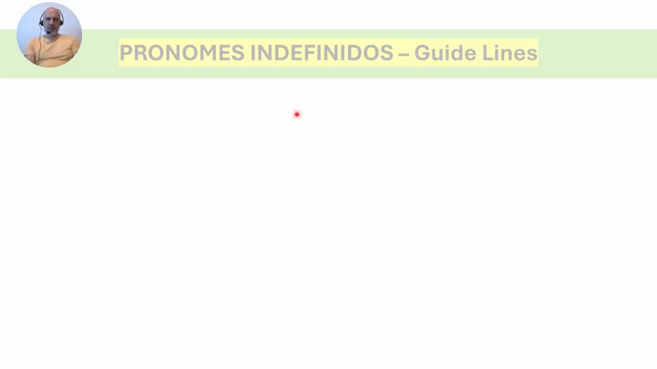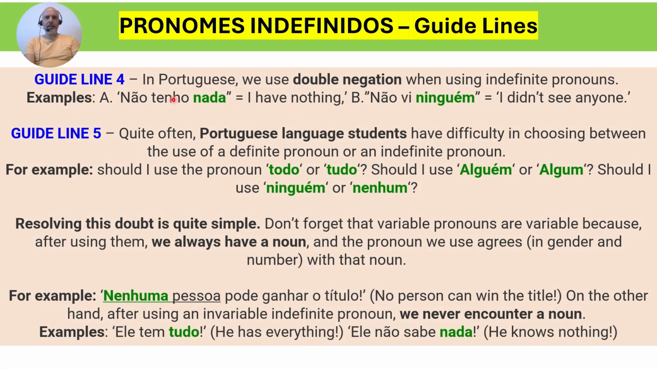Okay, so let's check a few guidelines more. Guideline number 4. In Portuguese, we use double negation when using indefinite pronouns. Let's check examples because without examples, this is not easy to understand. Não tenho nada. So, não tenho, negative, nada, double negative. I have nothing, that's a translation. Não vi ninguém. So, não vi, negative, ninguém, double negative. I didn't see anyone, okay?